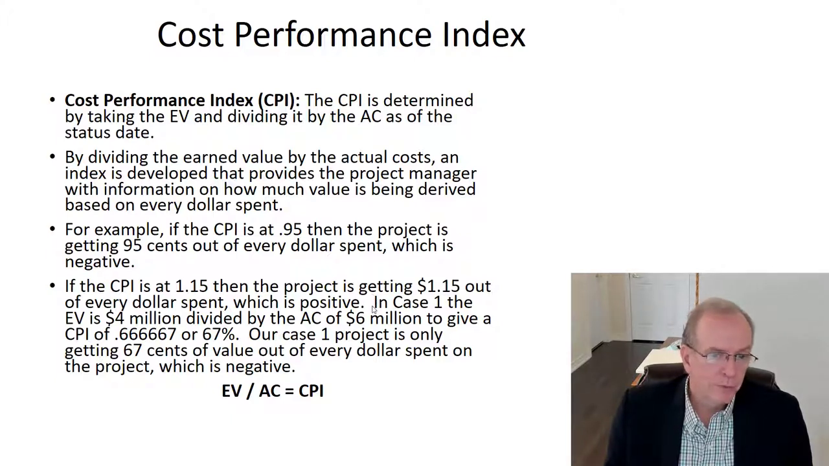Probably should have put a separate bullet here. So if you're having trouble with that, I would take this as a different bullet. So in our case, the EV is 4 million divided by the actual cost of 6 million. This gives us a CPI of 67%. We're getting 67 cents out of every dollar we spend. Not great. So our project is only getting 67 cents out of every dollar. That's not a good thing. That's a terrible thing.